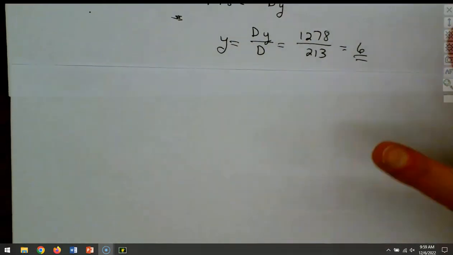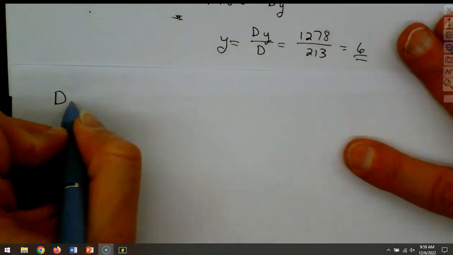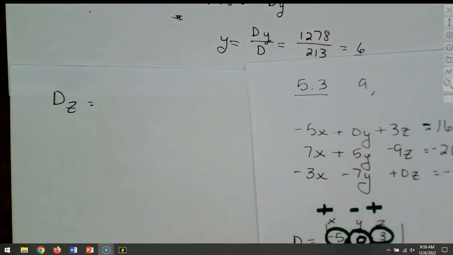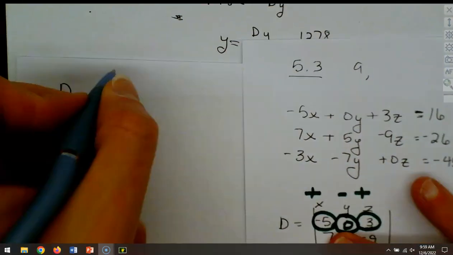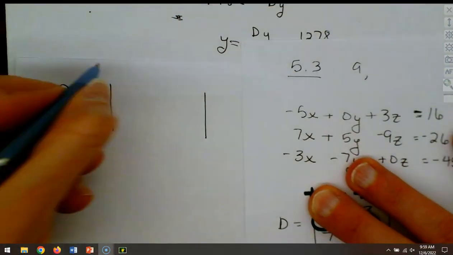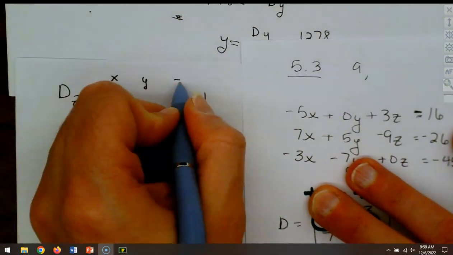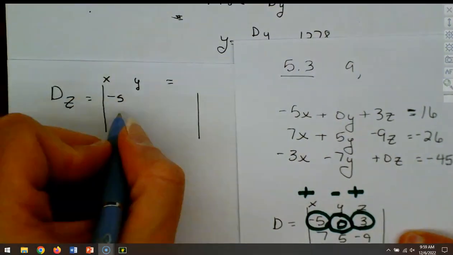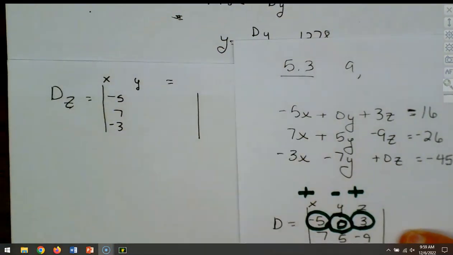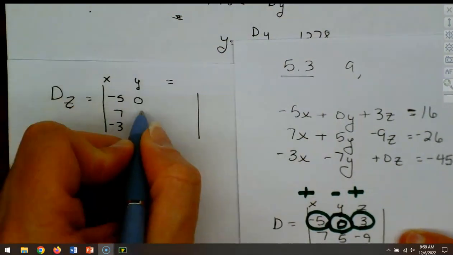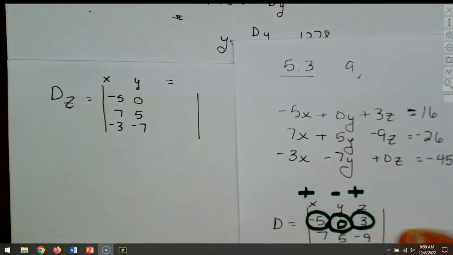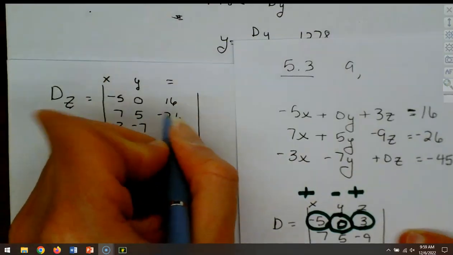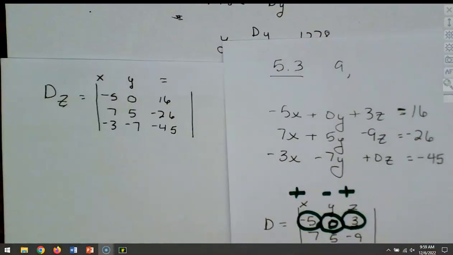So one more of these, and we need to do DZ, which is the last part here. Okay, and what is DZ going to be? DZ, when we write up our determinant, x, y, and we replace the z with the equals. So what is that? That is a minus 5, 7, a minus 3, down the first column. Then we have 0, 5, and a negative 7. Right? And then we replace the z with the equals, which is 16, minus 26, and a minus 45.